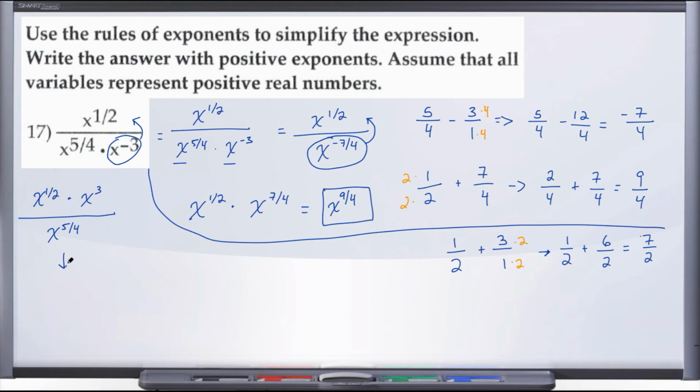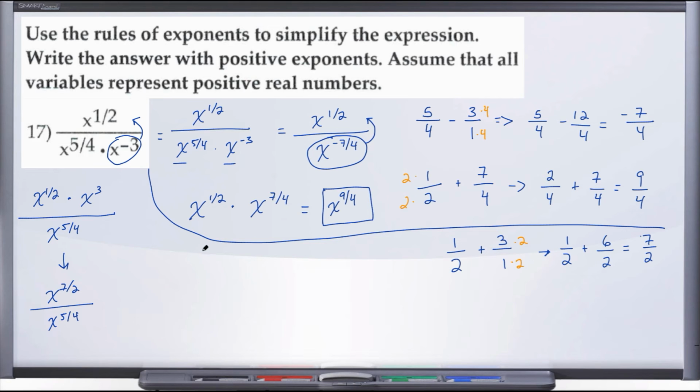So here we end up with x to the 7/2 over x to the now 5/4. Well, now we have a situation where we are going to ask ourselves, are we top heavy or bottom heavy? And this one might be a little more difficult to figure out with rational exponents, whether or not the rational exponent in the top is bigger or the rational exponent in the bottom is bigger. So you can do one of two things.